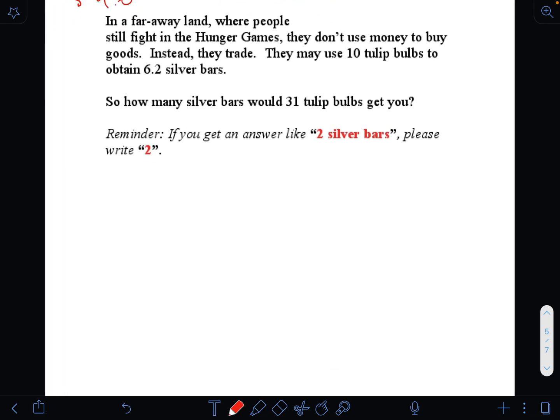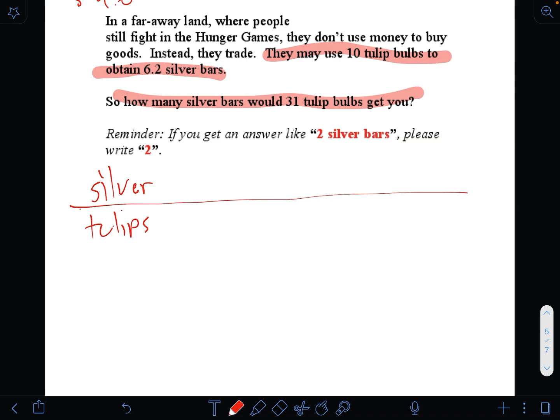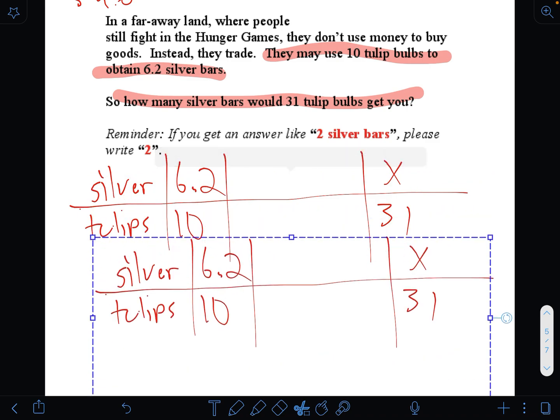So, in a faraway land where people still fight in the Hunger Games, they don't use money to buy goods. Instead, they trade. They may use 10 tulip bulbs to obtain 6.2 silver bars. So how many silver bars would 31 tulip bulbs give you? Well, once again, we'll do this 2 ways. So we have silver and tulips. We have 10 bulbs and 6.2 bars. And we want to know how many bars 31 bulbs gives us. So let's copy this.